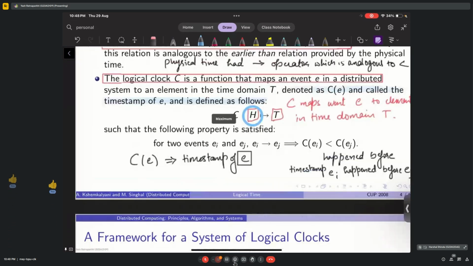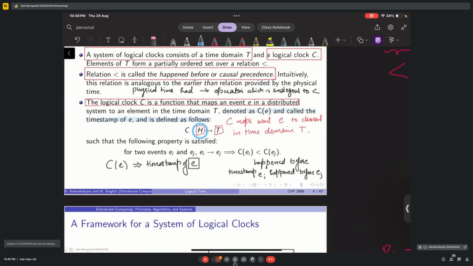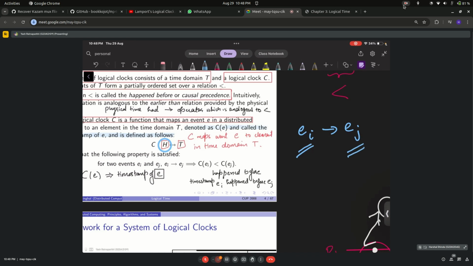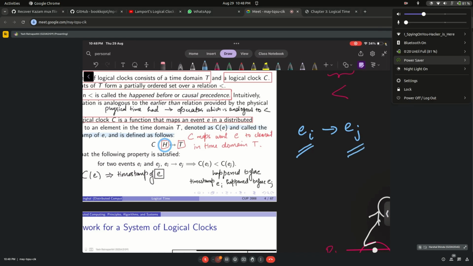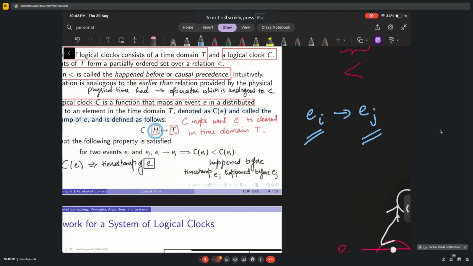Let's go ahead. So this mapping has one condition in itself. And this condition is: Ei happens before Ej. That means that event Ei has happened before Ej. That is the basic meaning of it, in very layman terms. And tell me one thing. If some event has happened earlier, the timestamp of that event will definitely be less than the coming timestamp, right?